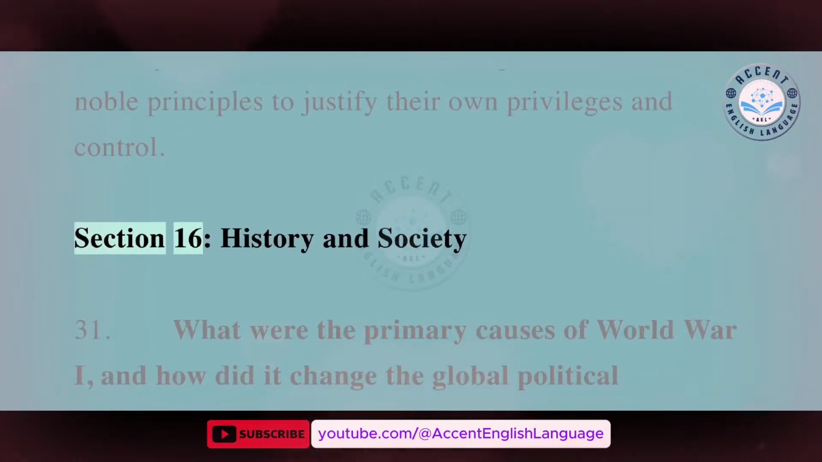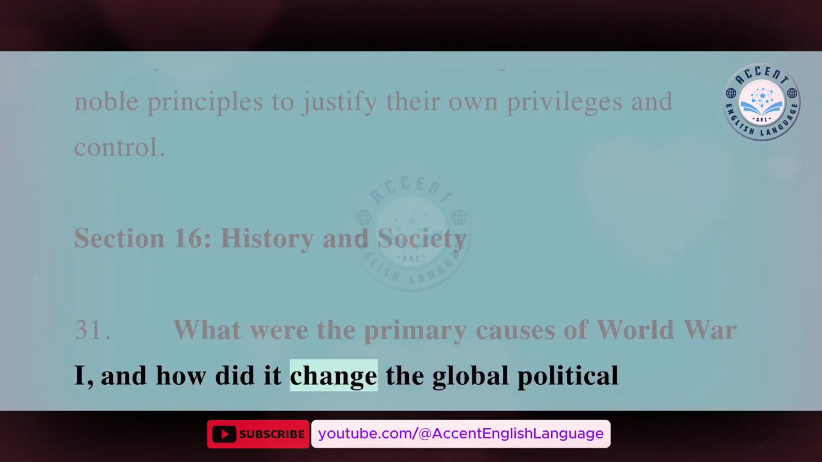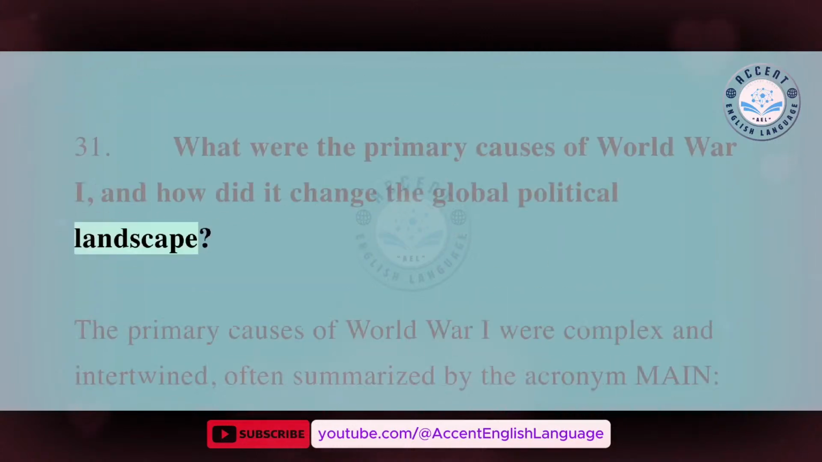Section 16. History and Society. 31. What were the primary causes of World War I, and how did it change the global political landscape?